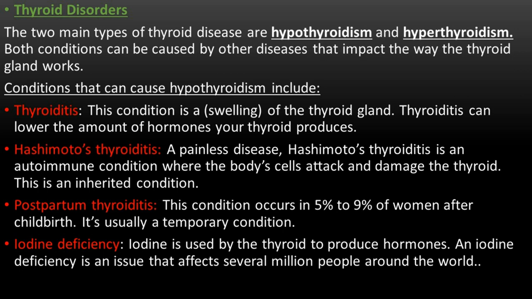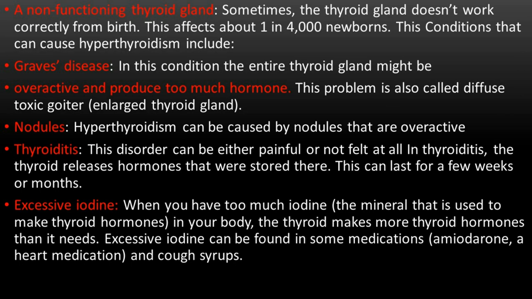Iodine deficiency. Iodine is used by the thyroid to produce hormones. An iodine deficiency is an issue that affects several million people around the world. A non-functioning thyroid gland. Sometimes, the thyroid gland doesn't work correctly from birth. This affects about 1 in 4,000 newborns.